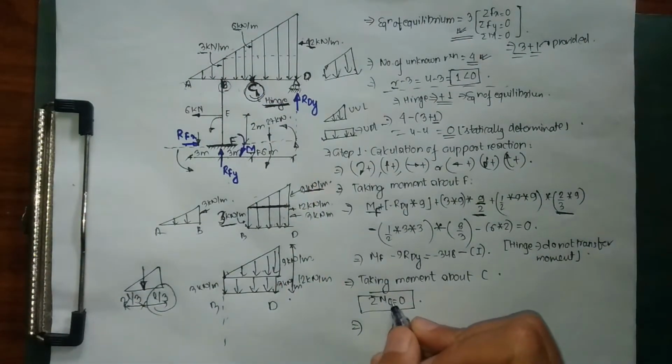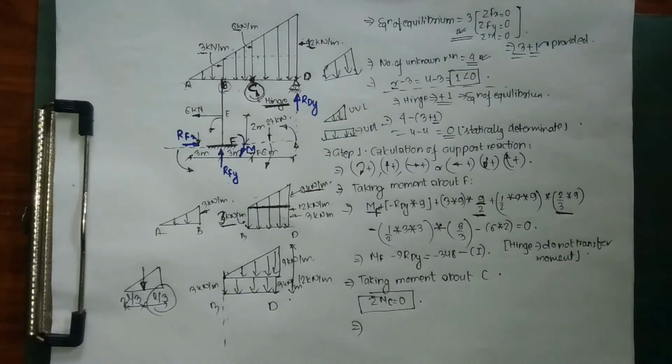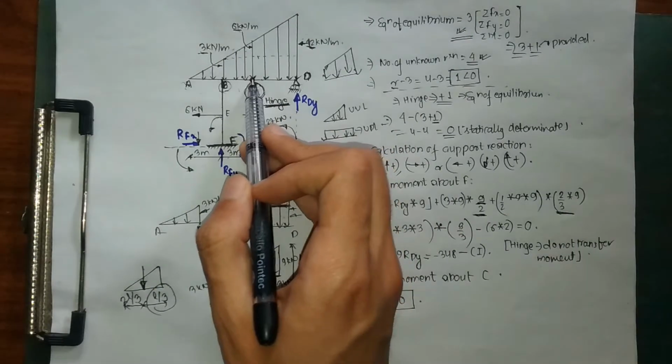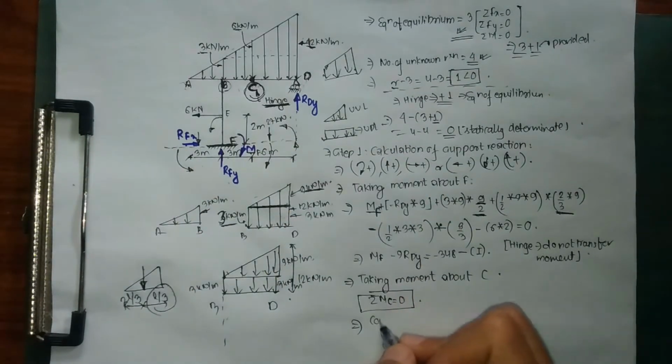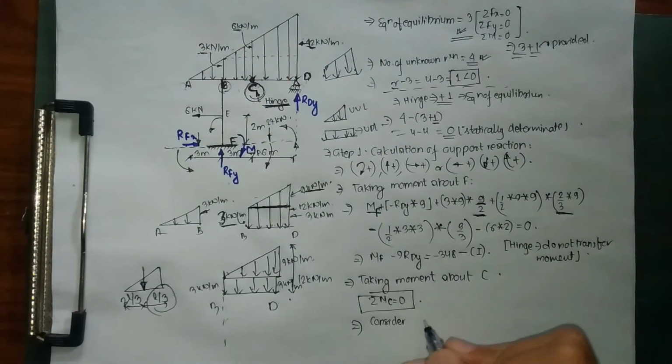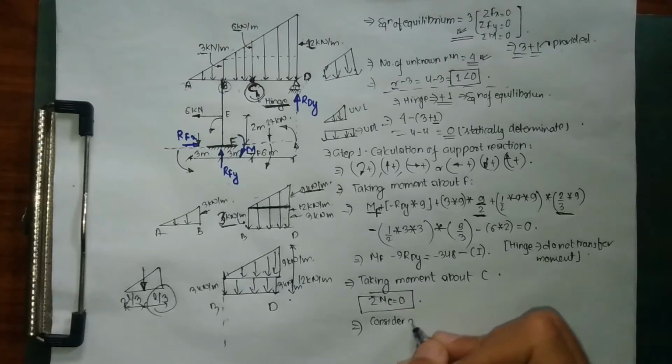So right now we're going to take our moment about C equals 0. We can take our right portion, CD, or we can take BC as well. Right now I'm going to consider the right portion only. You can take the left portion as well. There is going to be no difference in the answer.